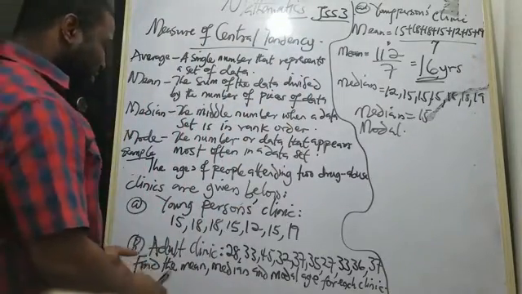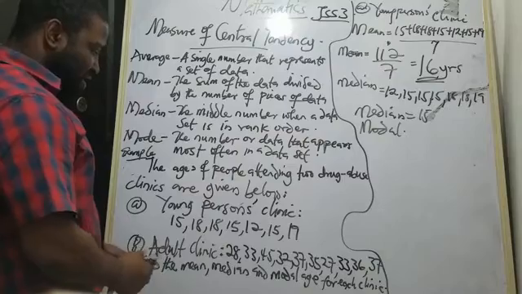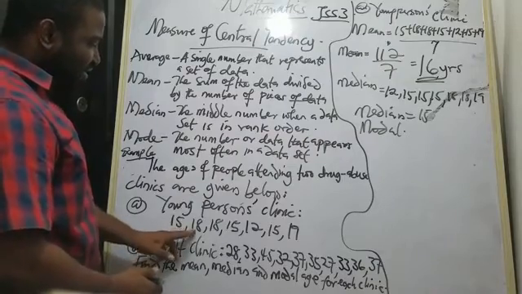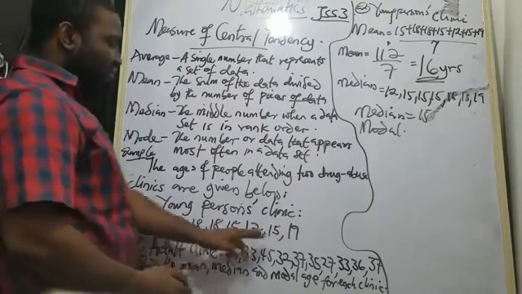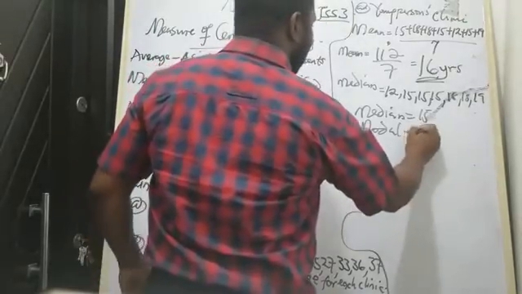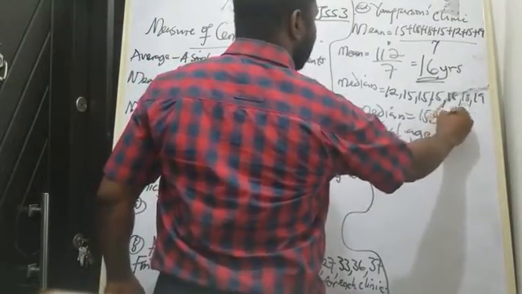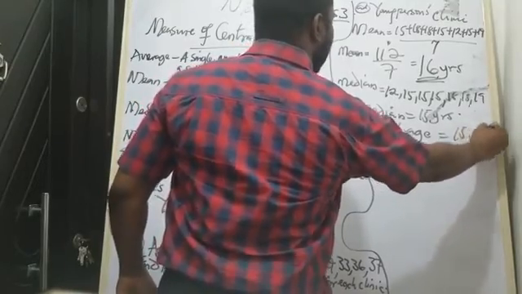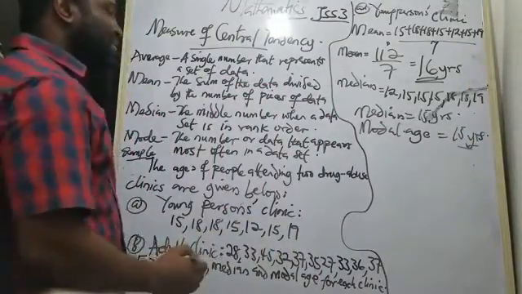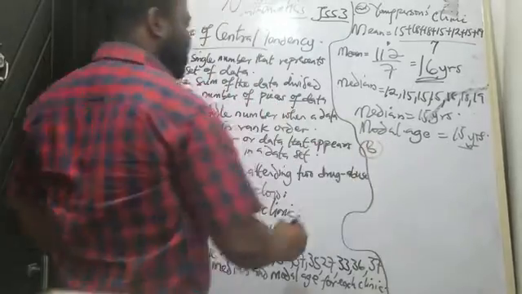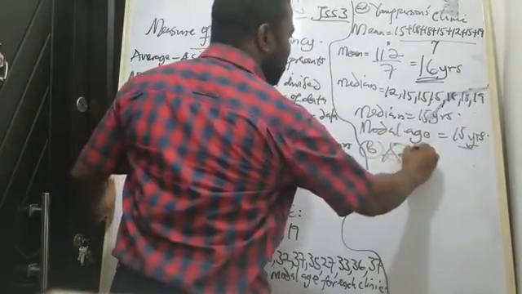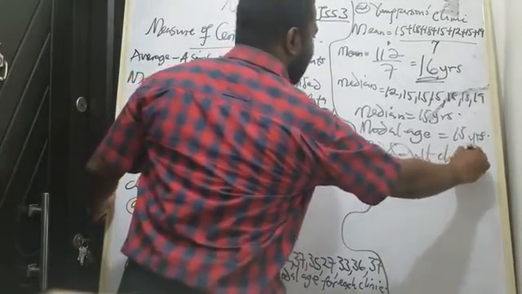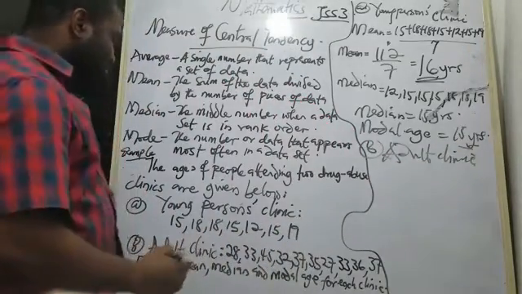Okay, now look at this. Which one occurred the most here? 15. You have 18 twice, 15 three times. So the modal age is equal to 15 years. Hence, the final answer. Now let's take B, the adult clinic.